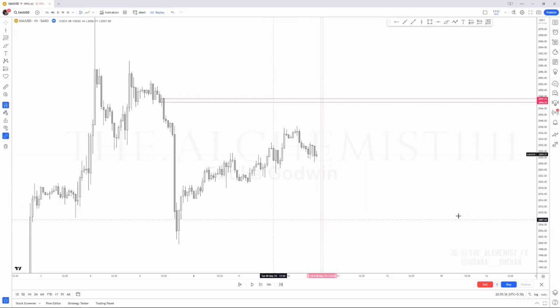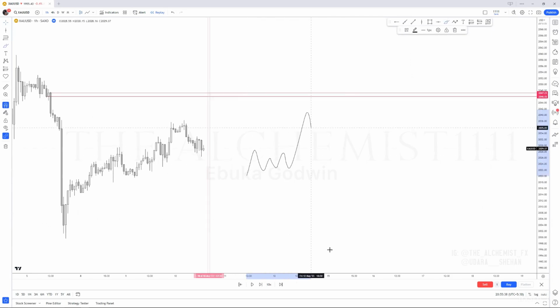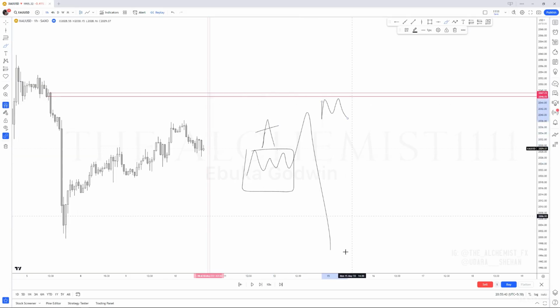We've seen it very clearly. London takes Asia, gets taken out by London. This is the power of three, right? Accumulation and then manipulation and then distribution.